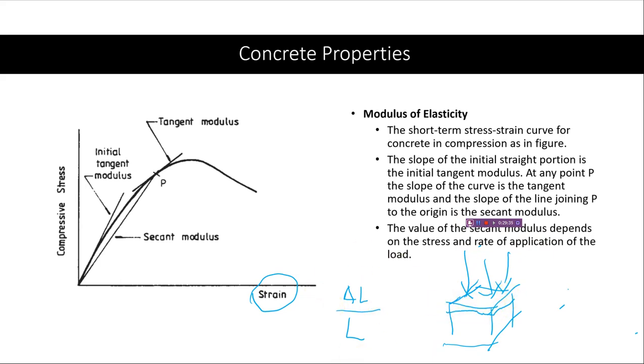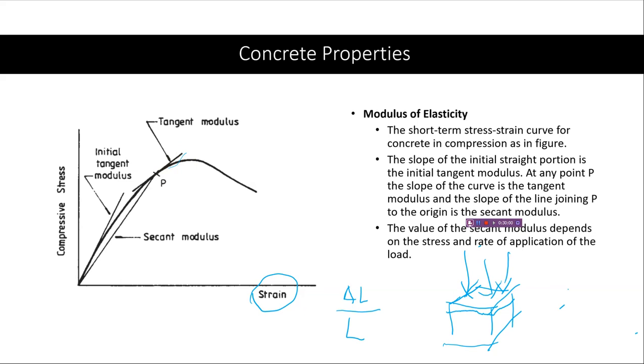Alright. So the slope of the initial straight portion is the initial tangent modulus. So this one kita panggil the initial tangent modulus. At any point P, the slope of the curve is the tangent modulus, and the slope of the line joining point P to the origin is the secant modulus. So this one is the secant modulus, this one, nama dia saja tangent modulus.